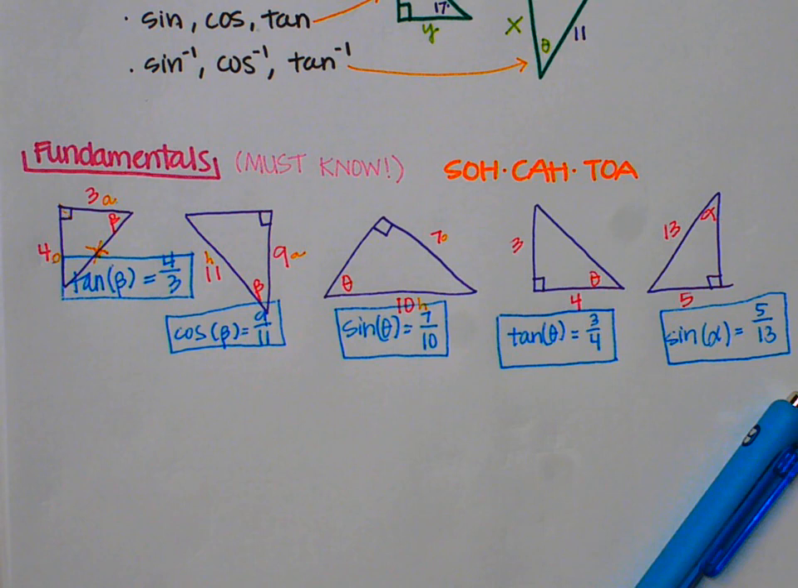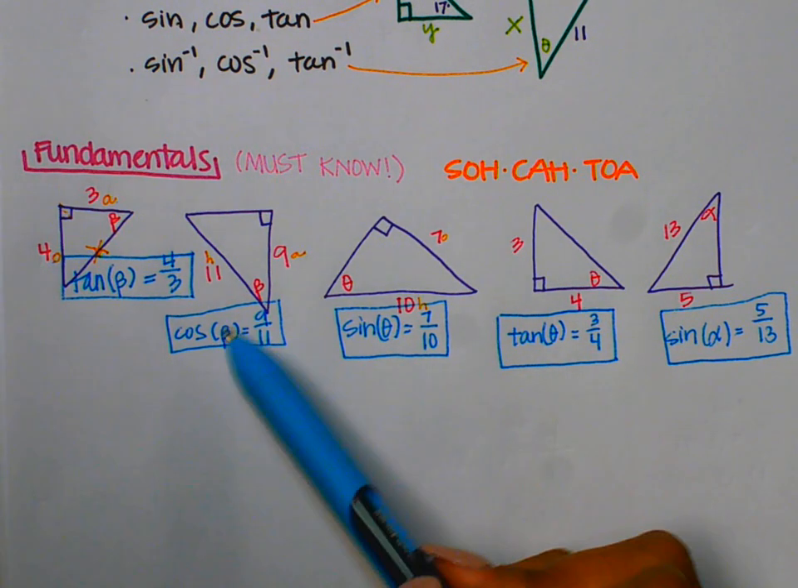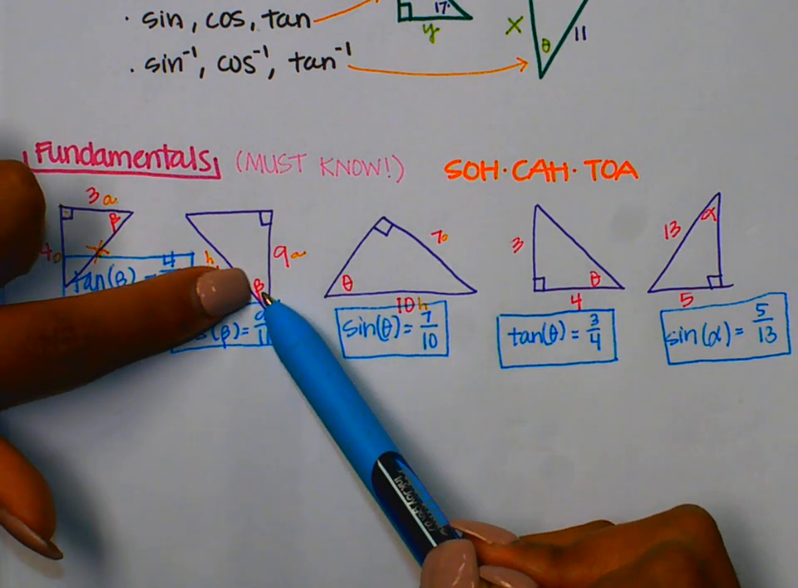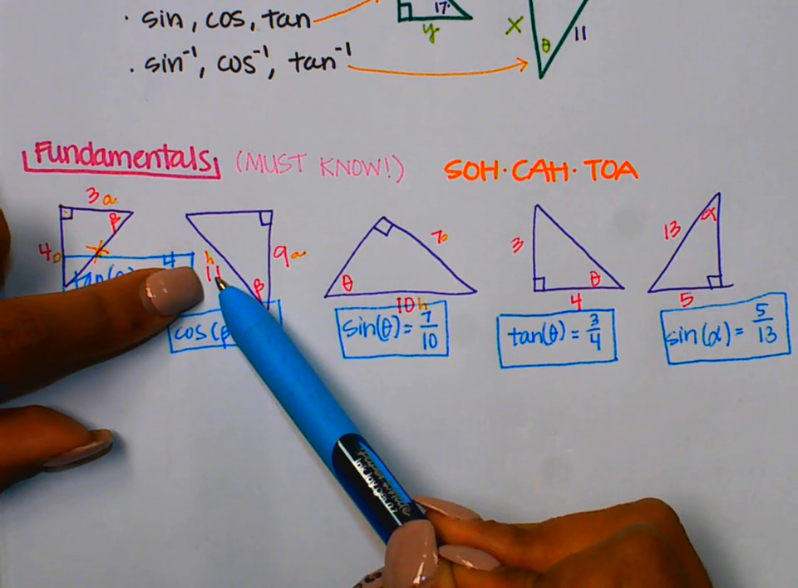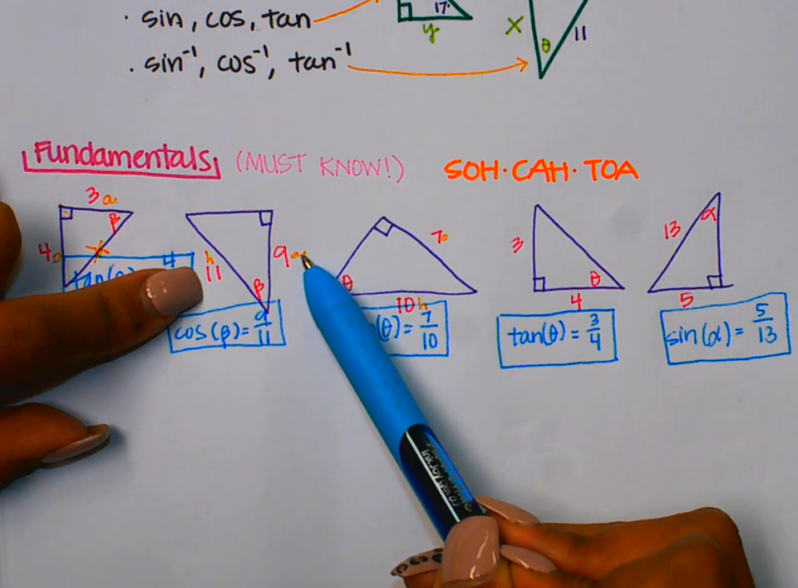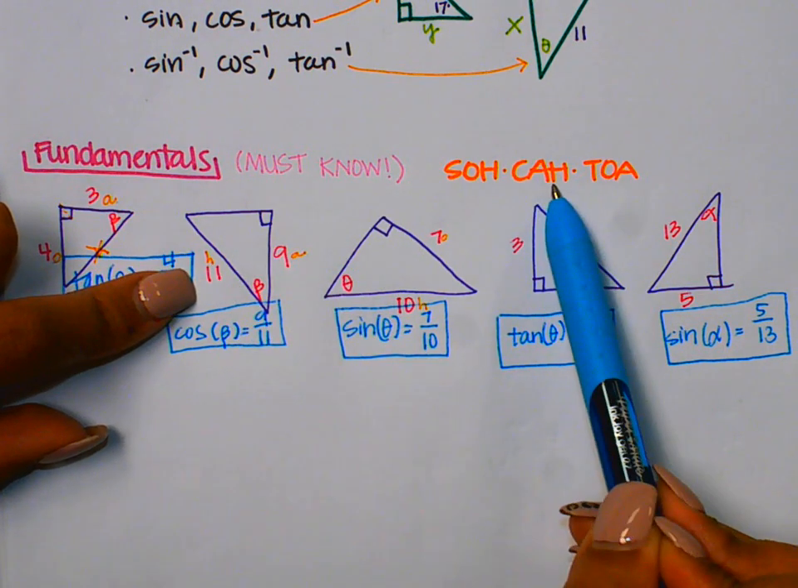Alright, so go ahead and check your answers in comparison to mine. For this first one that you were doing on your own, I'm going to look at my reference angle beta. I notice my 9 is my adjacent, my 11 is my hypotenuse. So since I have an A and an H, I used cosine.